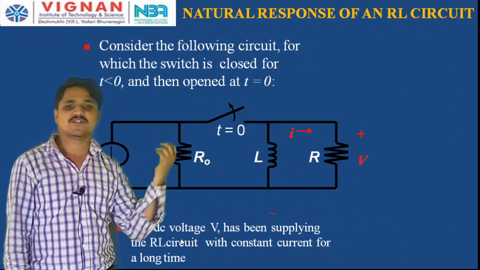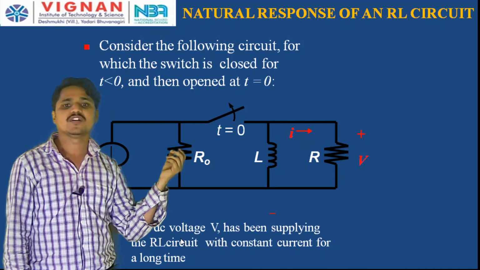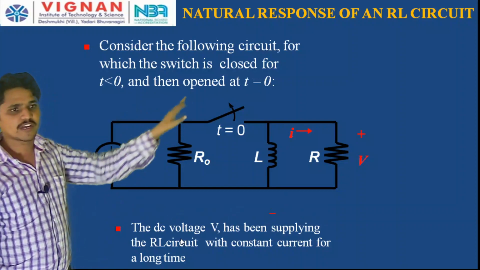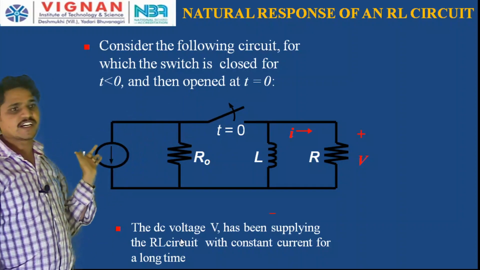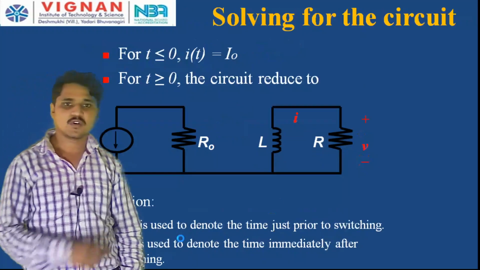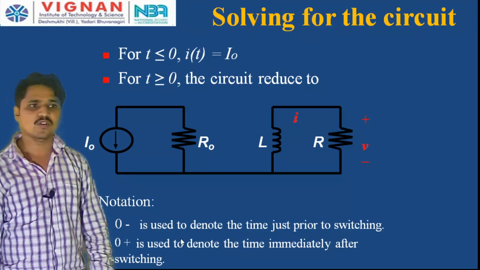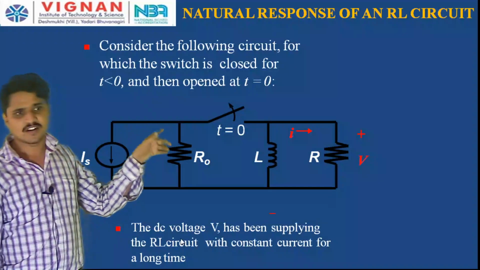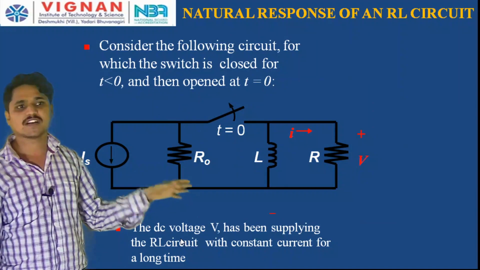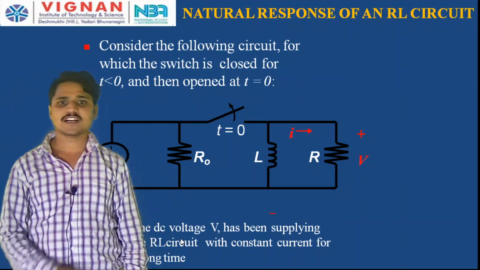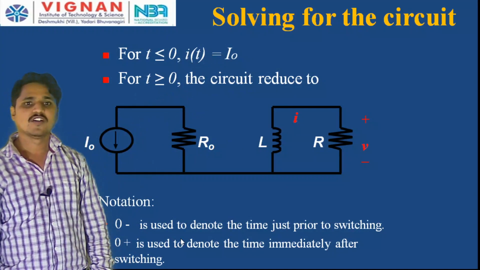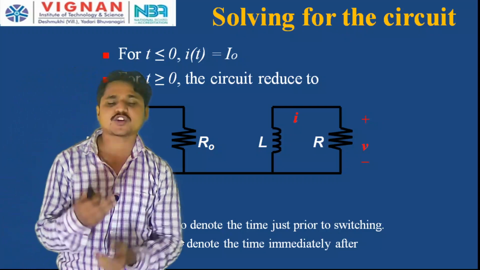Here the DC source has been supplying the RL circuit with constant current for a long time. When the switch is closed, for t less than 0, the current flowing through the inductor, which we do not know, let us say I naught. Therefore, i of t is equal to I naught. Now, for t greater than or equal to 0, the circuit reduces.